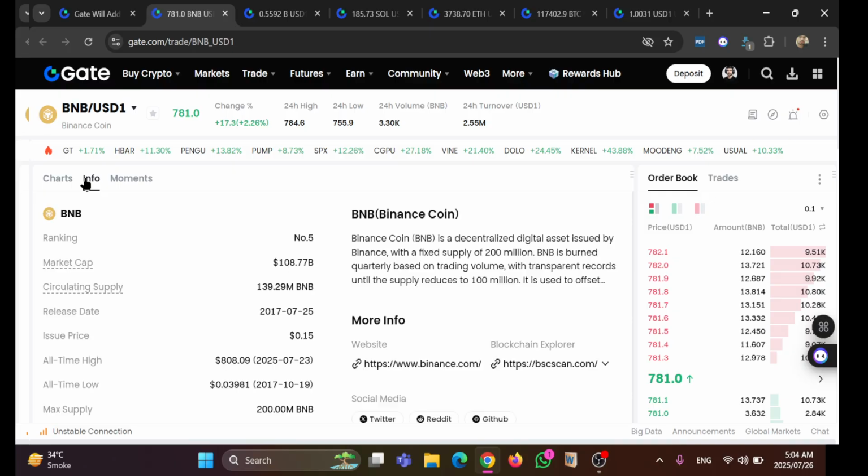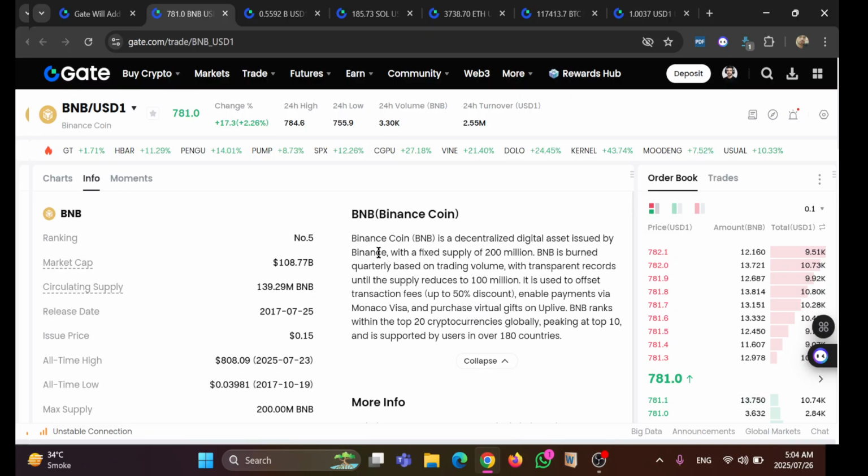Let's get some information about BNB. Binance Coin BNB is a decentralized digital asset issued by Binance with a fixed supply of 200 million. BNB is burned quarterly based on trading volume with transparent records until the supply reaches 100 million. It is used to offset transaction fees with up to 50% discounts, enable payments via Monaco Visa, and purchase virtual gifts on UpLive. BNB ranks within the top 20 cryptocurrencies globally, peaking at the top 10, and is supported by users in over 180 countries.